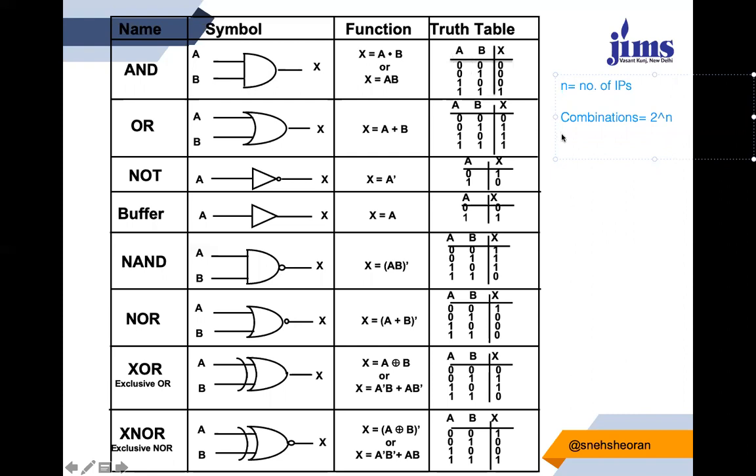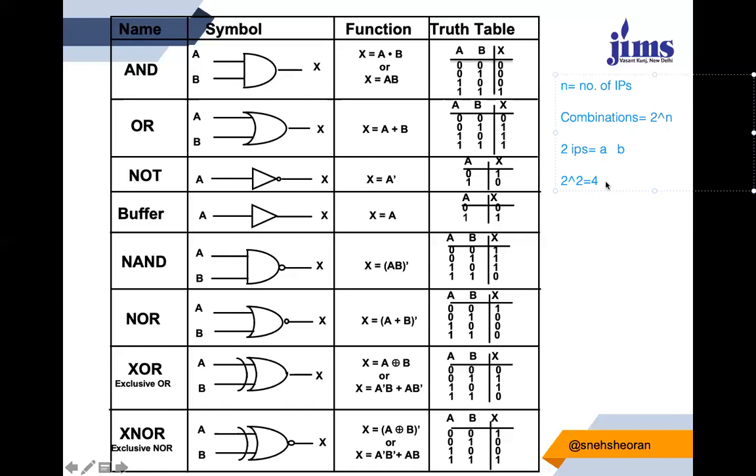There are 2 inputs, which are represented as A and B. So we have 2 inputs A and B. Now these 2 inputs will give me 4 combinations. Why? Because 2 raised to power 2 is equal to 4. So you can see in the table there are 2 inputs A and B and the total combinations are 4.